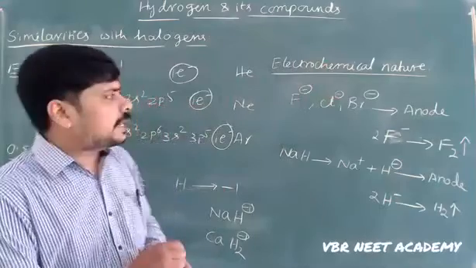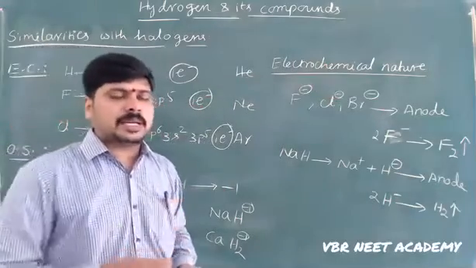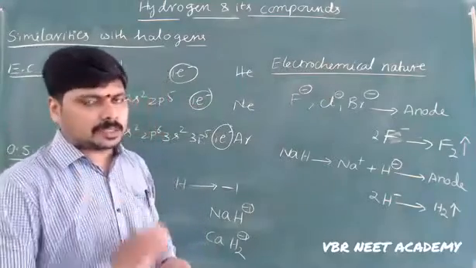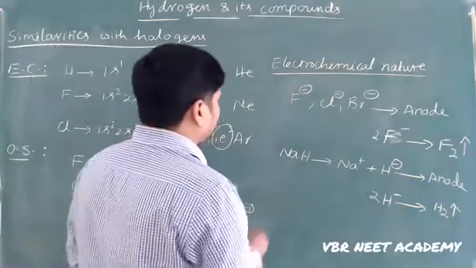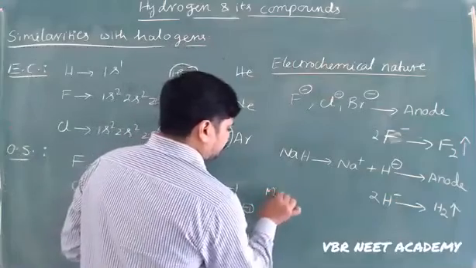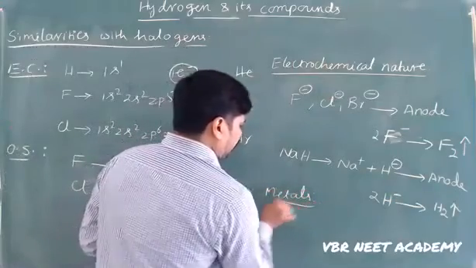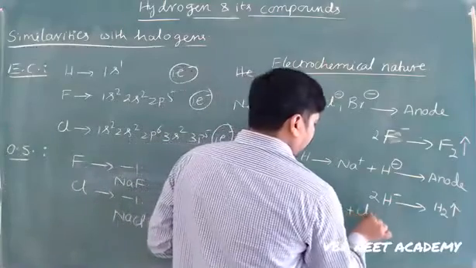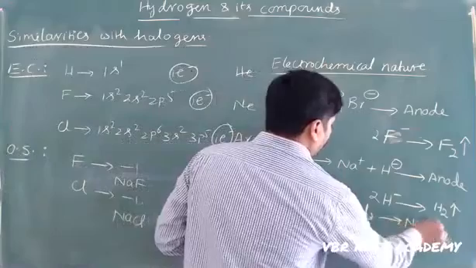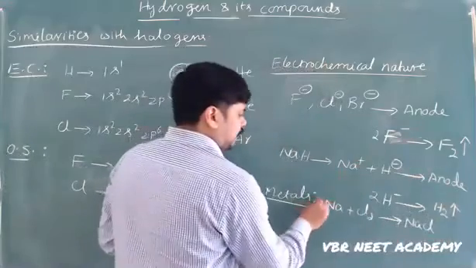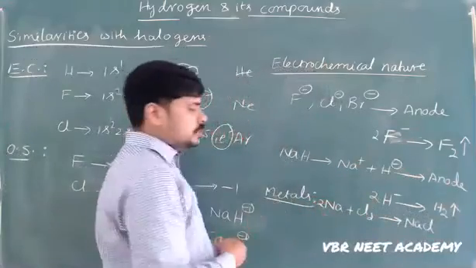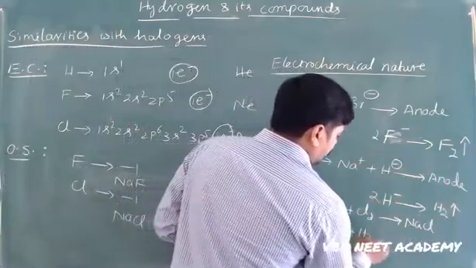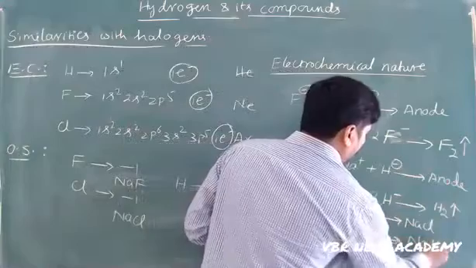Is it clear? And next, one more similarity is reactivity with metals. When I take sodium plus chlorine, it gives sodium chloride, isn't it? 2Na plus Cl2 gives rise to sodium chloride, whereas Na plus H2 is going to form NaH, sodium hydride.